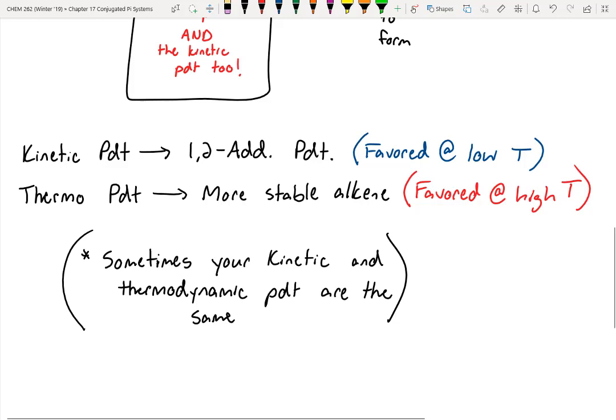So that's where I'm going to leave it today. In general, though, on exams, I'm not looking for specific temperatures. I'm looking for hot or cold. So you can just write hot or cold, and that's fine with me.